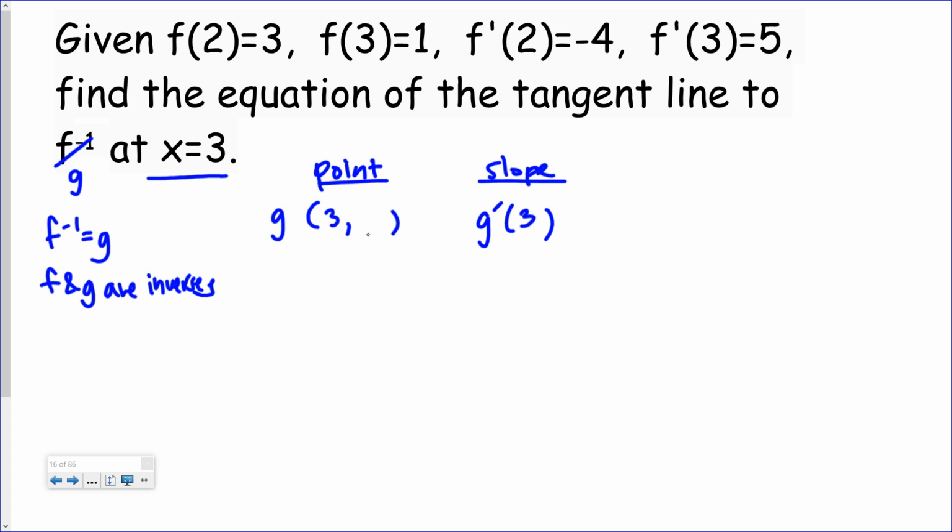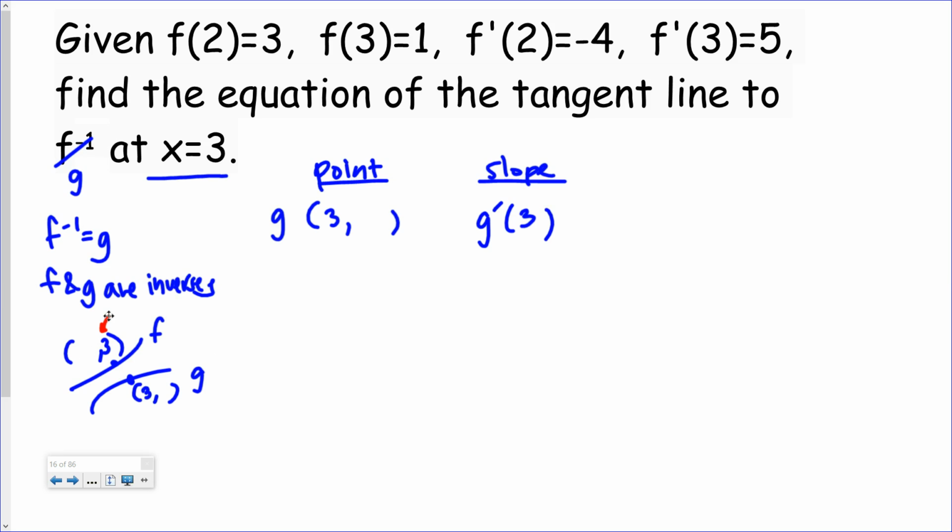Now, how do I find the y value of g if I know the x value of g? Well, this is the big hint here. F and g are inverses. So if f and g are inverses, then what they have is corresponding points. So what point do I know here? I know that the curve g has a 3 something. If the curve g has a 3 something, what does the curve f have? It has a something 3. Right? So if f has a something 3, could I figure out what this x value is?